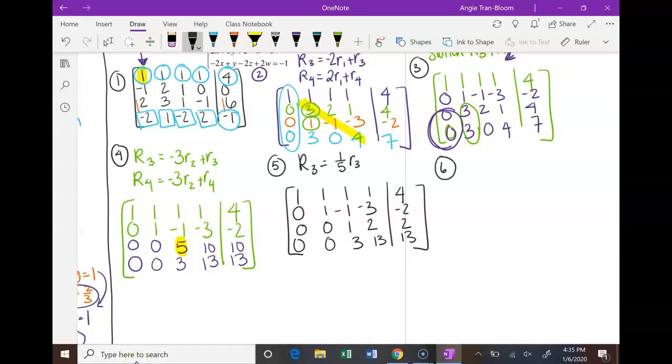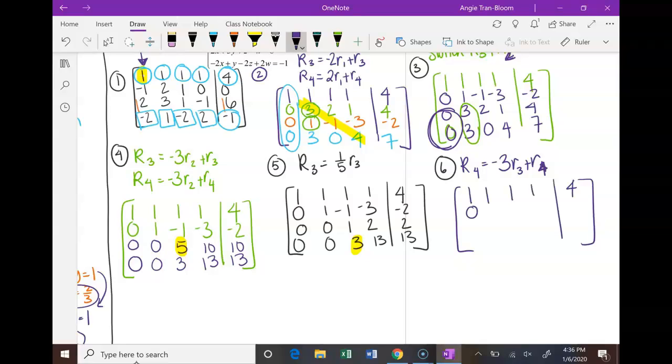Matrix number 6, I now would like to get this guy to become a 0. So I'm changing row 4. That means I want to take its opposite, multiply the row above it that has a 1, which is row 3, and add itself, which is row 4. That means I'm not changing row 1, so let's copy that over. I'm not changing row 2.